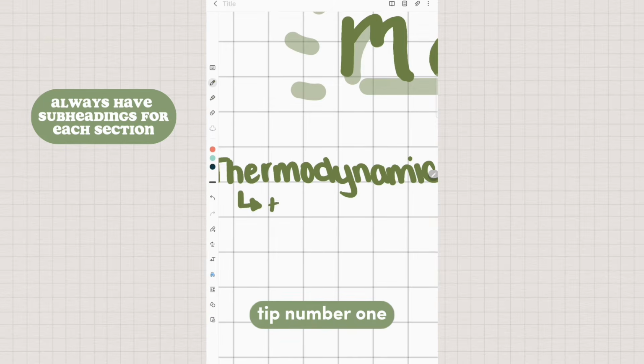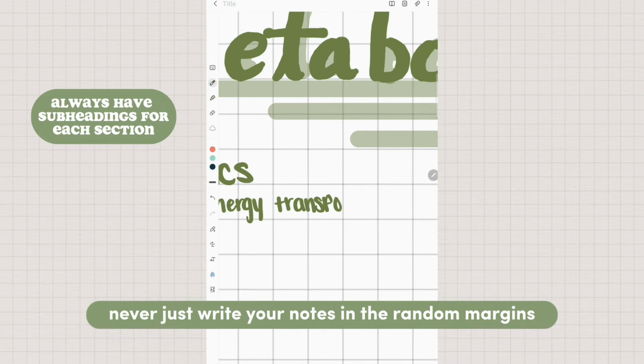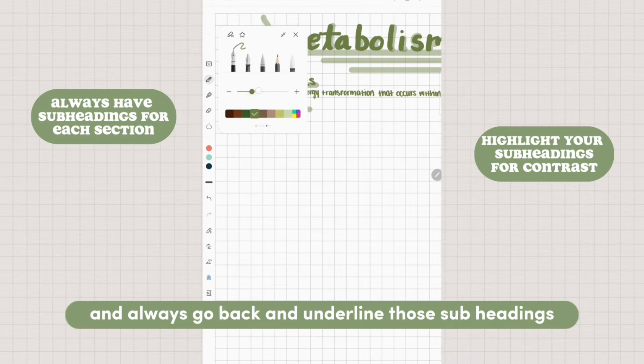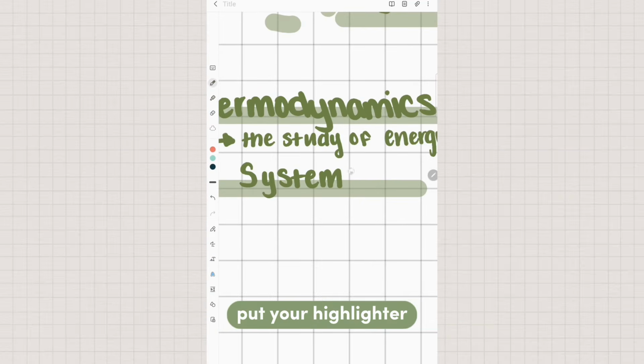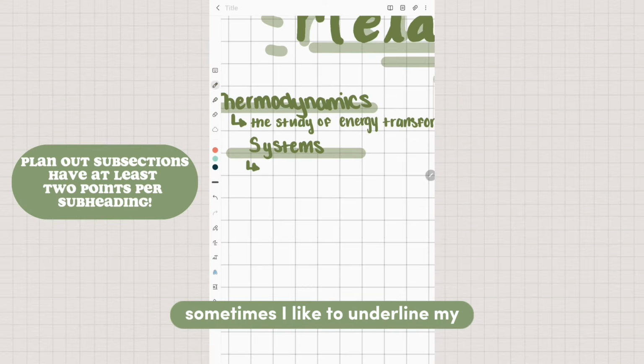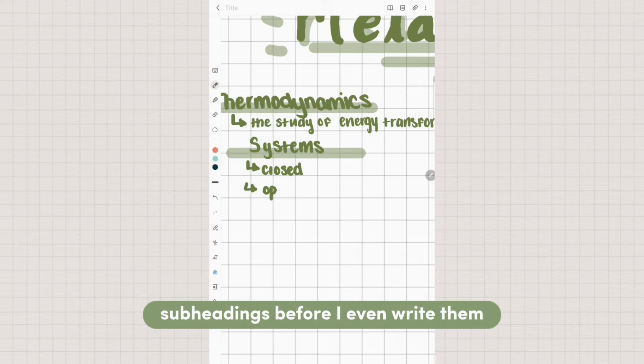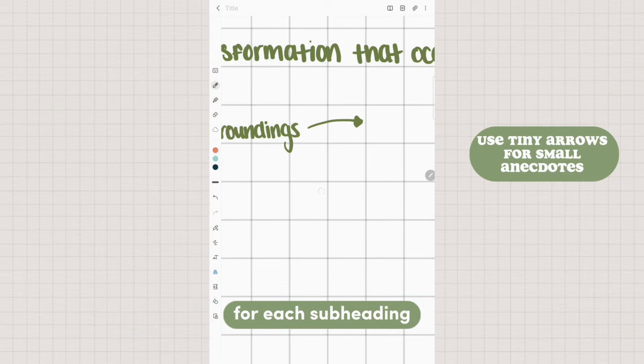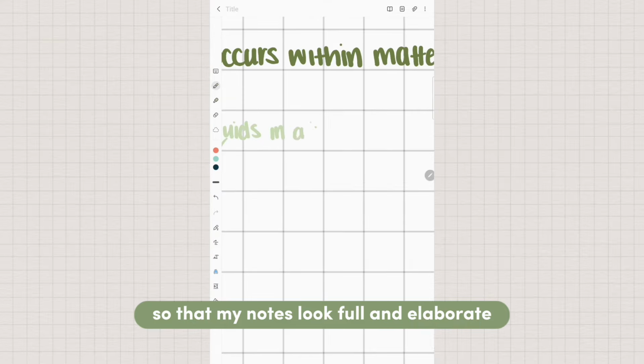So tip number 1, always have subheadings. Never just write your notes in the random margins. I think that looks bad. And always go back and underline those subheadings with your highlighter for that aesthetic look. Sometimes I like to underline my subheadings before I even write them, and I always make sure that I have 2 points for each subheading so that my notes look full and elaborate.